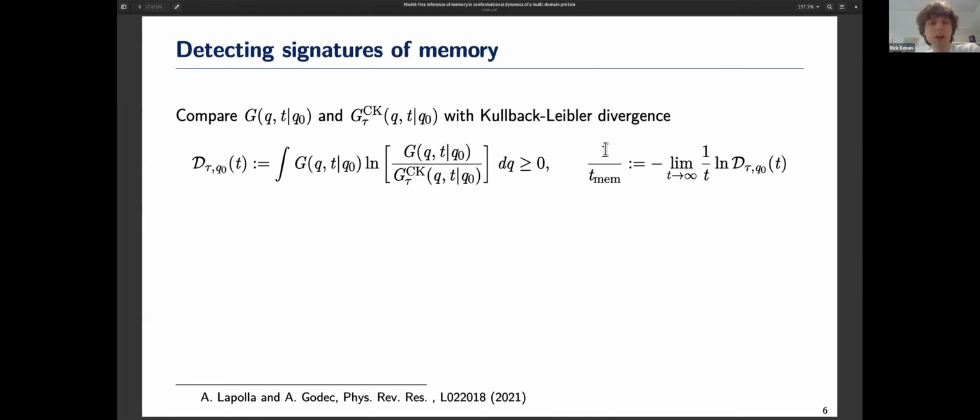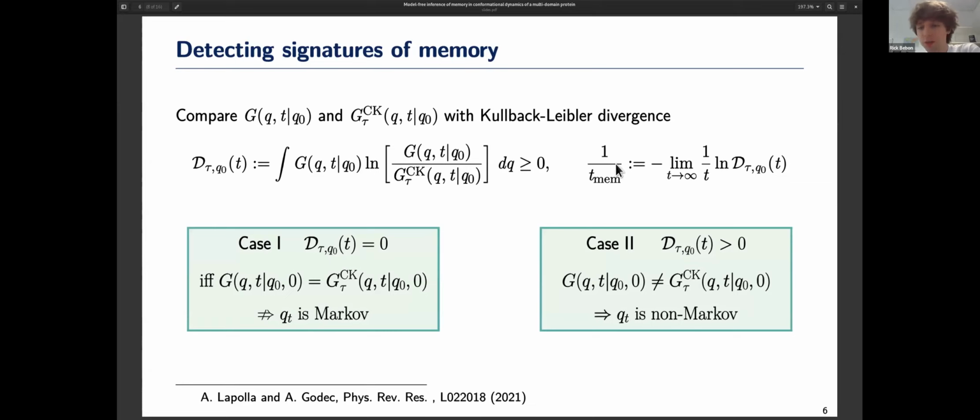With this KL divergence, two different cases can appear. Case number one would be that we infer a KL divergence equal to 0. This is the case if and only if our two quantities are the same, so they obey the Chapman-Kolmogorov equation. But the important thing is that this does not imply that our time series is a Markov process, because there also exist non-Markov processes that fulfill the Chapman-Kolmogorov equation.